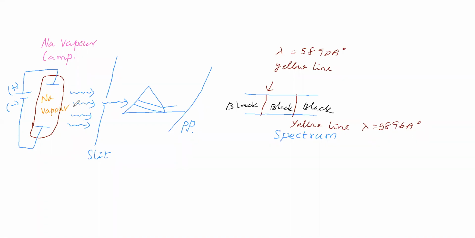This sodium vapor lamp is emitting radiation. Does that radiation contain only wavelength number 1 and wavelength number 2, or some others also? This radiation contains 5890 angstrom, wavelength number 1, and 5896 angstrom, wavelength number 2. Are only these two wavelengths present in this radiation, or are some other wavelengths also present?